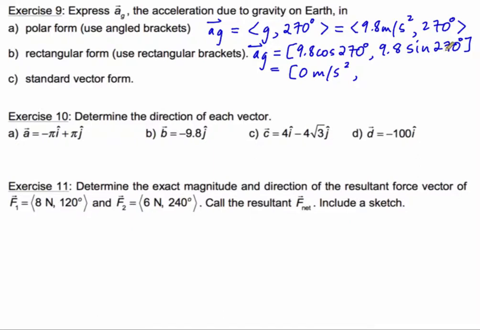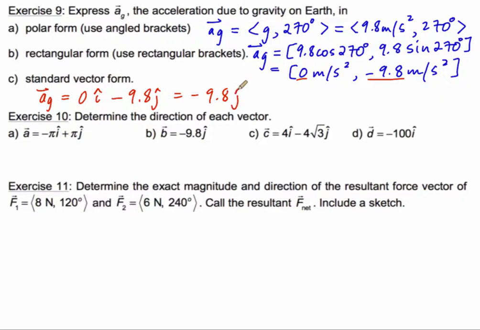And since it's going down, and we are going to take down as the negative, sine of 270 degrees is negative 1 times 9.8, which gives us the vertical component. Using these two rectangular components underlined in red, they become the coefficients of the i hat and the j hat for the standard vector notation. So we have 0 i hat minus 9.8 j hat, or simply negative 9.8 j hat.